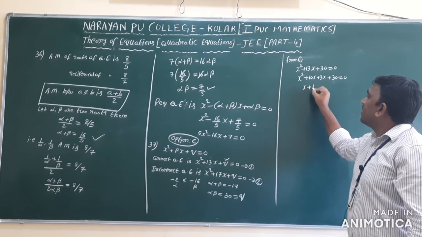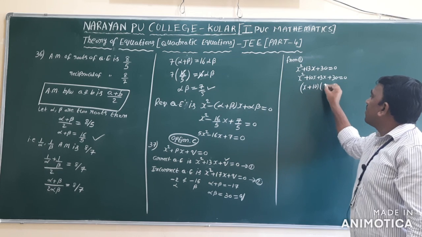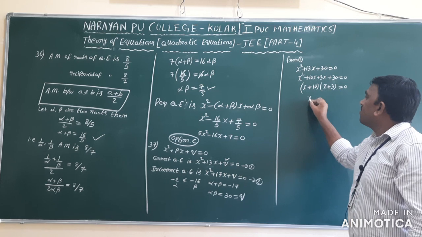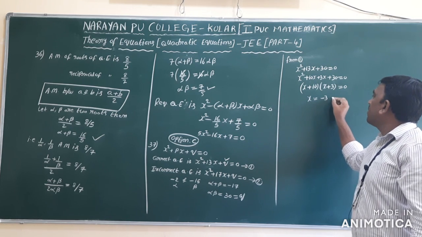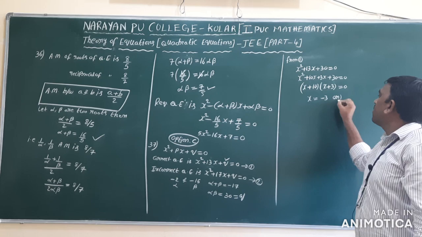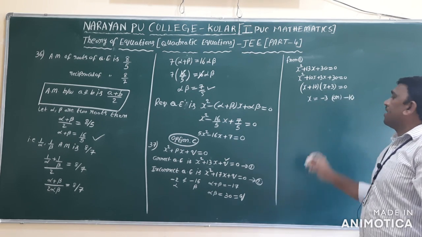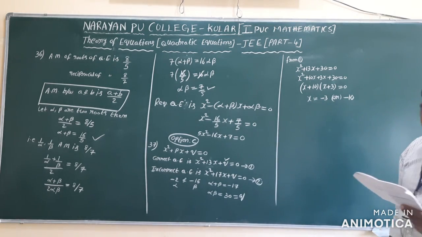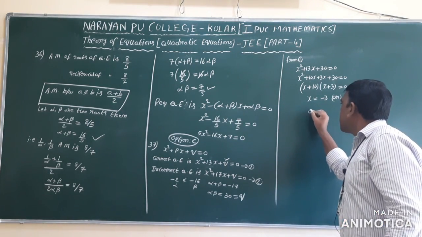That is the way to get the factors equal to 0. So x plus 10 into x plus 3 equal to 0. X value is -3 or -10. That is the roots of the correct equation. Verify the options. Option B is correct one.